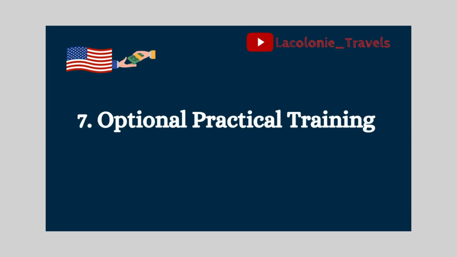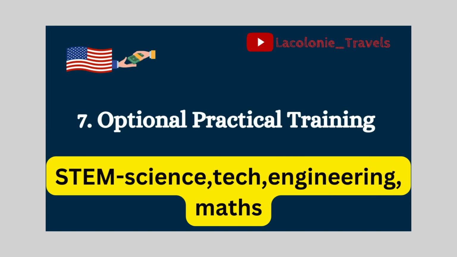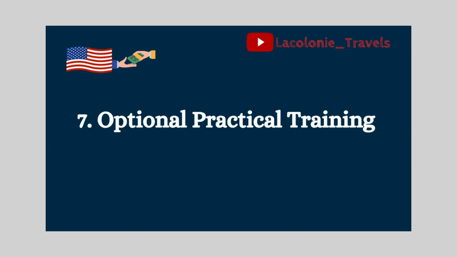Please have in mind also that there are two different kinds of OPT. The first one is STEM and the second one is non-STEM. STEM means science, technology, engineering, mathematics. So if you're a major in any of these, you're going to be on STEM OPT, and you have up to 3 years to work in the United States.